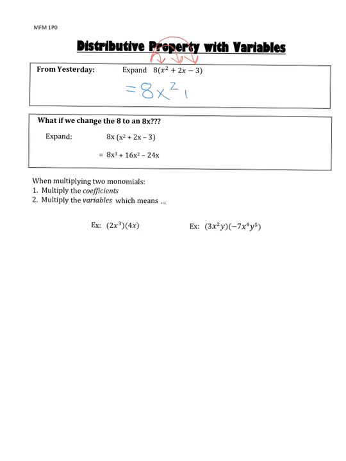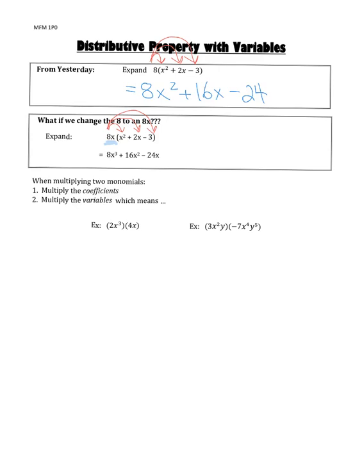8 times 2x is 16x, positive 16x. 8 times negative 3 is negative 24. So today the idea is simply, what if we add an x to this term in front here? Same idea, we're still going to distribute the 8x times the x squared, the 8x times the 2x, and the 8x times the negative 3.